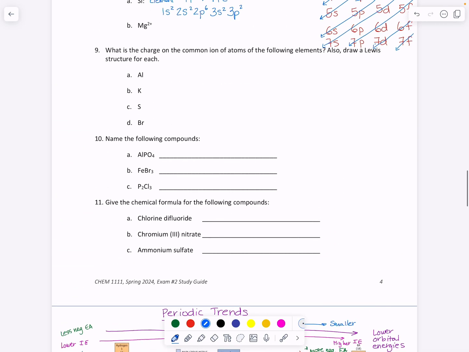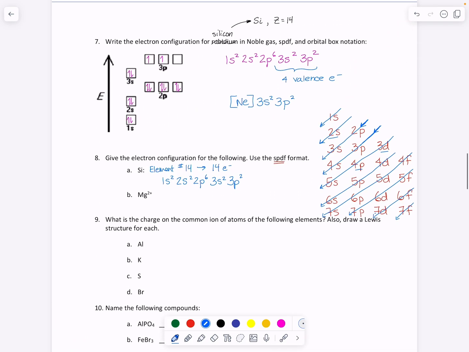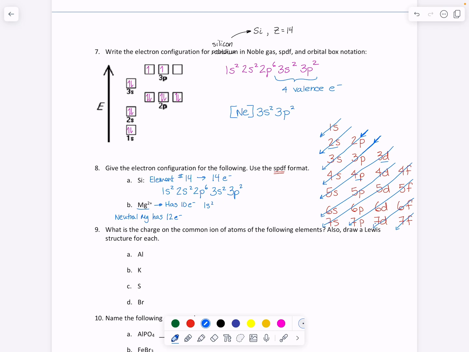So let's go to magnesium. The neutral magnesium has 12 electrons. But this is magnesium 2 plus, so that means it has lost 2 electrons, so this has 10 electrons. So now our electron configuration is going to be 1s2, 2s2, 2p6, and that's 6, 7, 8, 9, 10. That is 10 electrons, okay?